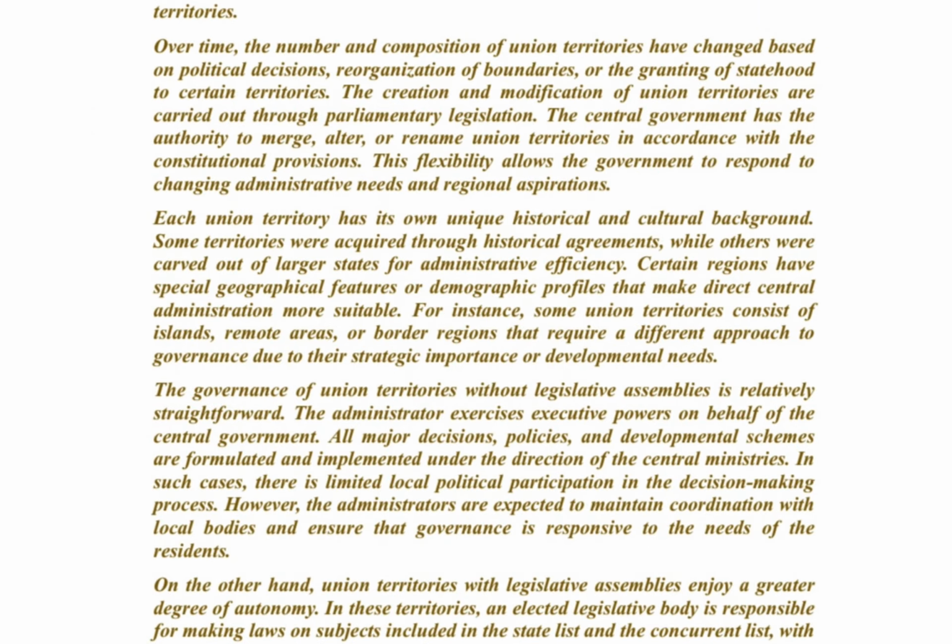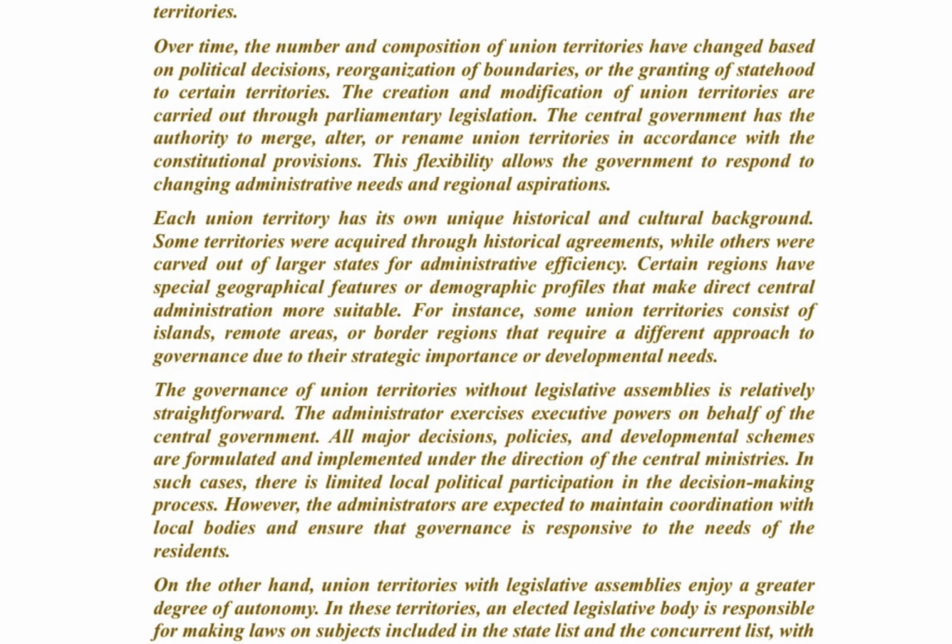Over time, the number and composition of union territories have changed, based on political decisions, reorganization of boundaries, or the granting of statehood to certain territories. The creation and modification of union territories are carried out through parliamentary legislation. The central government has the authority to merge, alter, or rename union territories in accordance with the constitutional provisions. This flexibility allows the government to respond to changing administrative needs and regional aspirations.